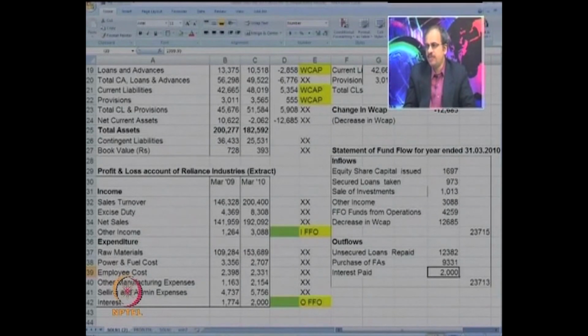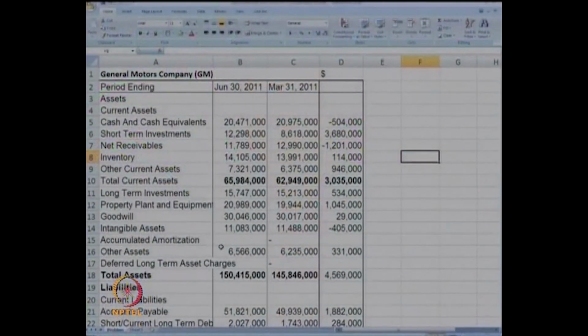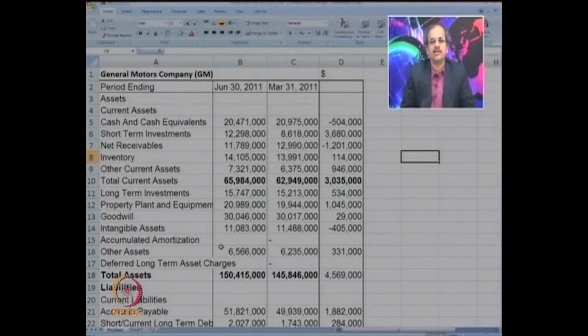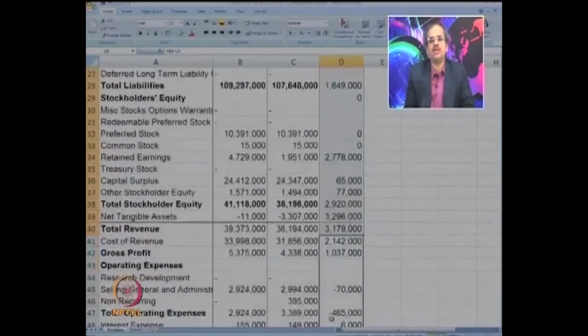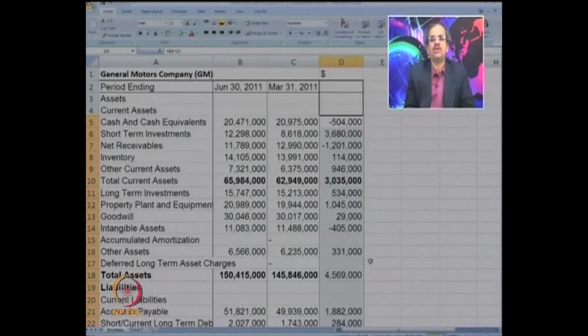I think let us make one more fund flow statement which will make things more clear to you. So please look at the balance sheet of General Motors. As you know, one of the biggest corporates in the world, one of the largest companies in the US. I have tried to show you the balance sheet for 2 quarters, March 31st and June 30th of 2011. Then we have also calculated the difference between the two. Using this data, now we have to prepare the fund flow statement.